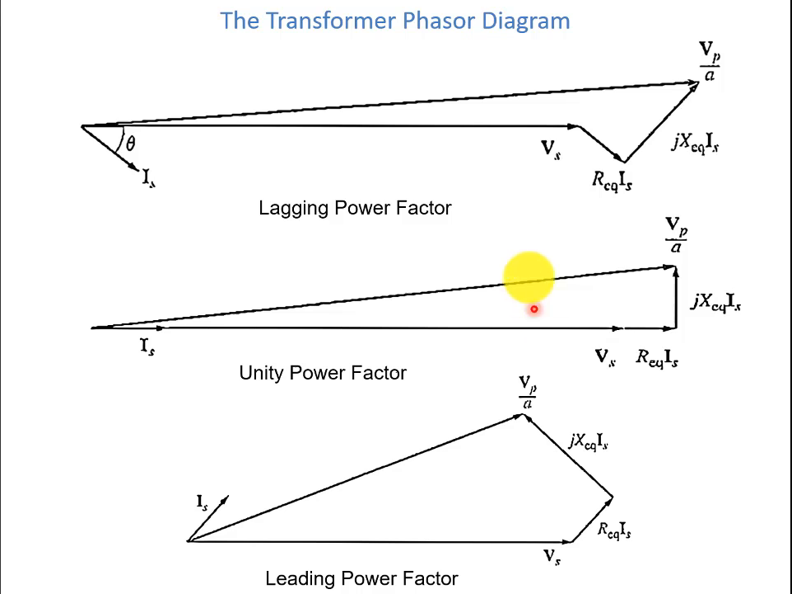So in all of these phasor diagrams, we can see that the behavior of the voltage is based on the power factor. So here in the lagging power factor, the magnitude of Vp over a is higher than Vs. Again, for the unity power factor, it is higher than Vs, but it is somewhat lower than that for the lagging power factor. And for the leading power factor, Vp over a is smaller than the Vs.